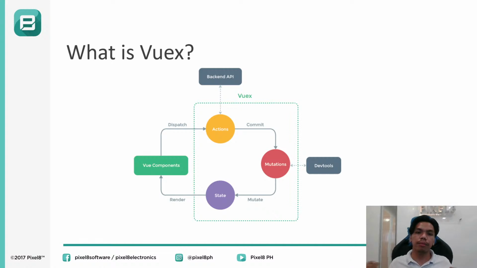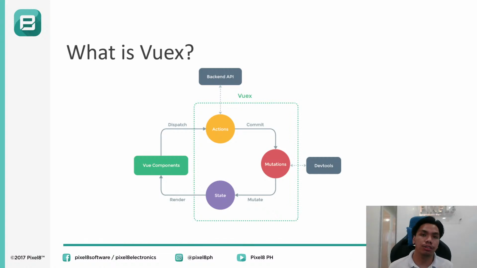So here we have a simple diagram of Vuex. Imagine that you have a Vue component. We tackled earlier that a Vue component is basically a single Vue file. So what the Vue file does is it dispatches actions. What do you mean by that? Meaning the component is calling a specific action from Vuex in the form of dispatch.